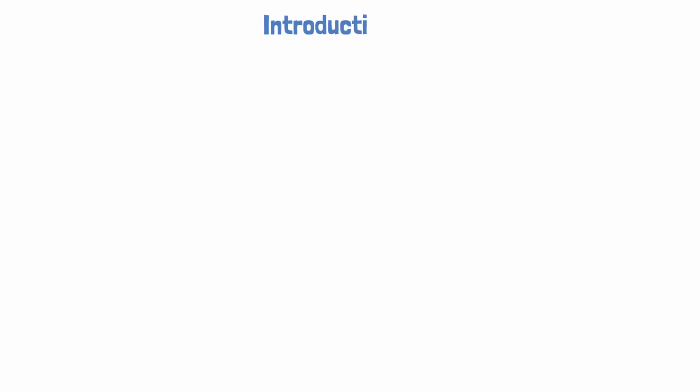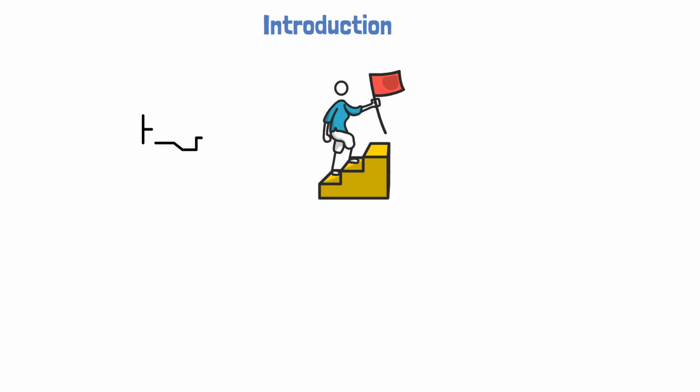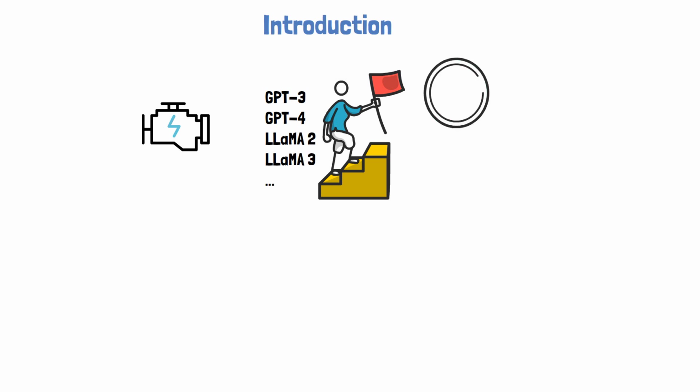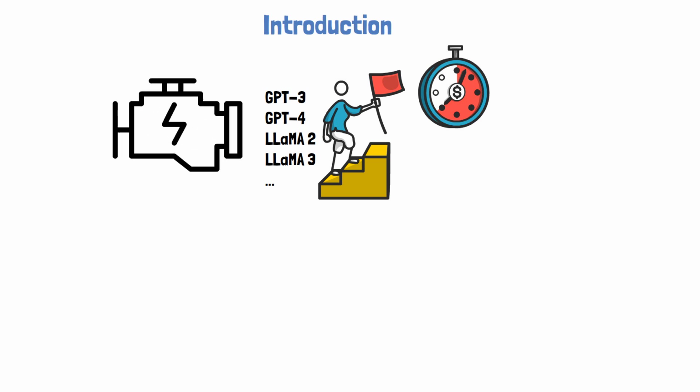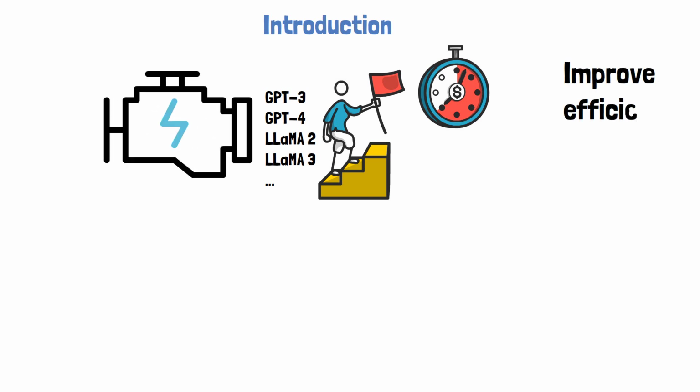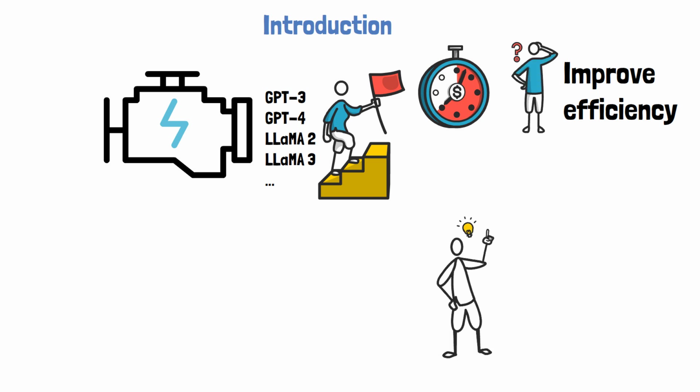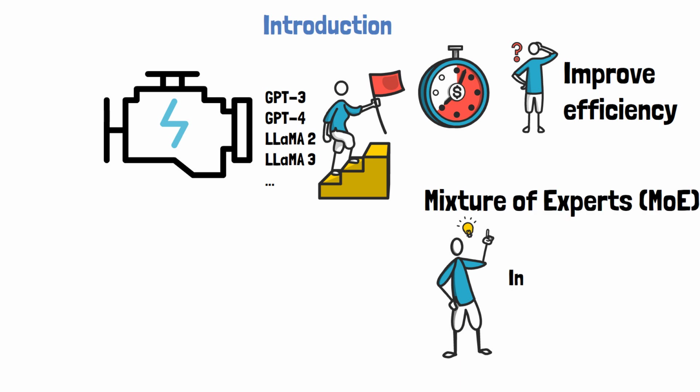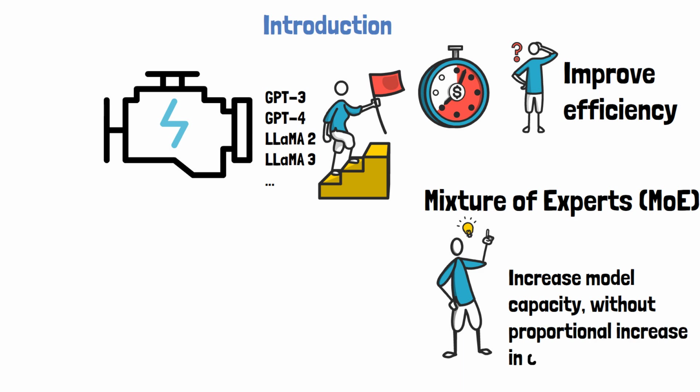In recent years, large language models are in charge of remarkable advances in AI, with models such as GPT-3 and 4, which are closed source, and with open source models such as Llama 2 and 3, and many more. However, as we moved forward, these models got larger and larger, and it became important to find ways to improve their efficiency. One known method that has been adopted with impressive success is called Mixture-of-Experts, or MoE in short, which allows to increase models' capacity without a proportional increase in computational cost.